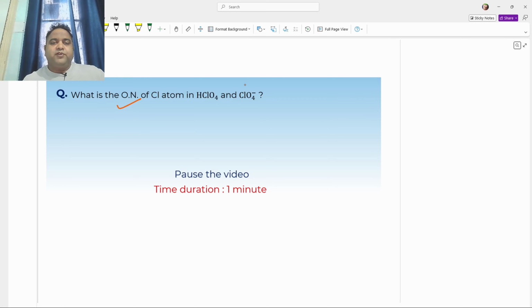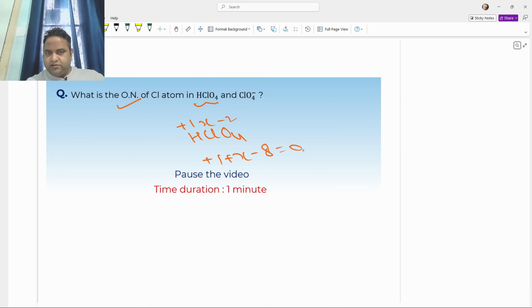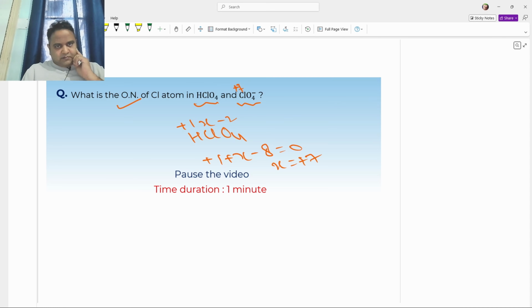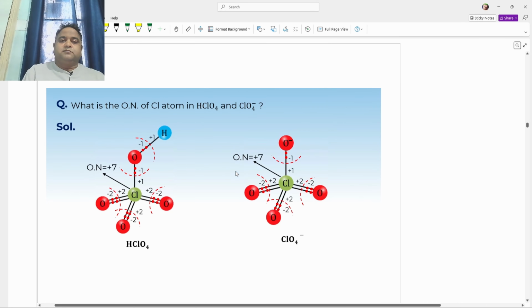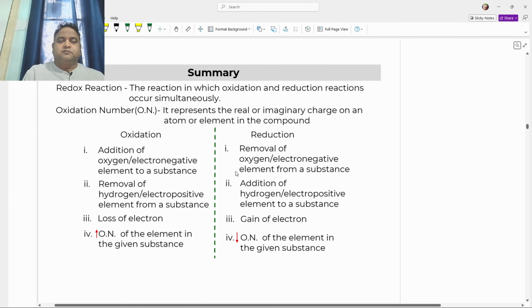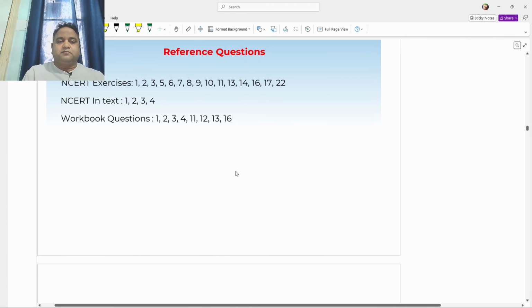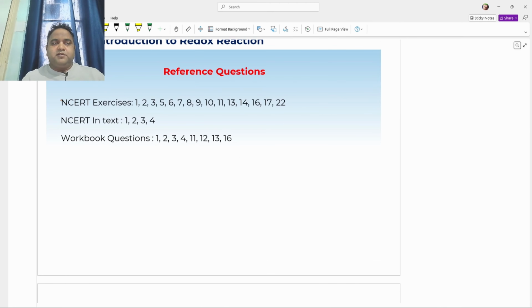What will be the oxidation number of chlorine in these two cases? Take HClO4: H is +1, O is -2, and assume chlorine is x. Finally +1 + x - 8 is equal to 0, so x will be equal to +7. Here also it will be the same, +7. After studying this much of the topic you can solve all the questions of your chapter.